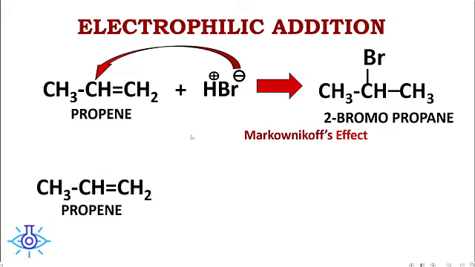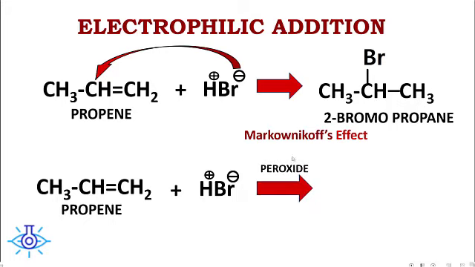Now look at one more reaction on propene, that is the attack of HBr only. When HBr is attacking propene, HBr dissociates as H plus and Br minus. And when this reaction is taking place in the presence of peroxide, the reaction does not proceed in this fashion. Instead, it occurs in the opposite way, which means Br minus adds on to the next carbon.